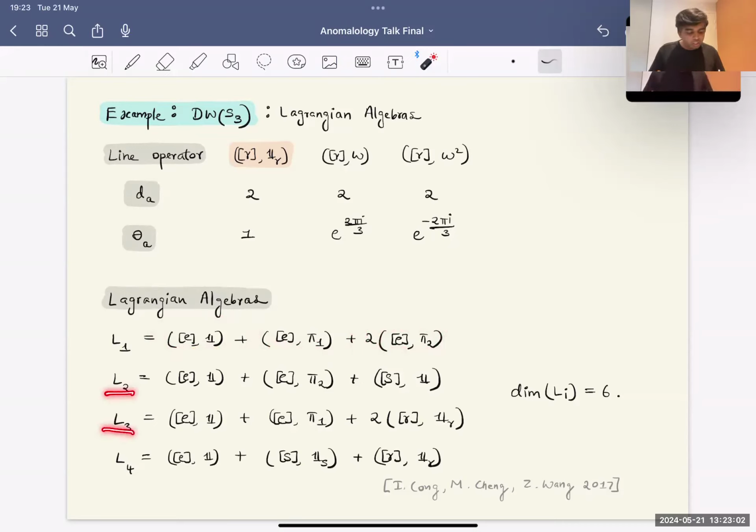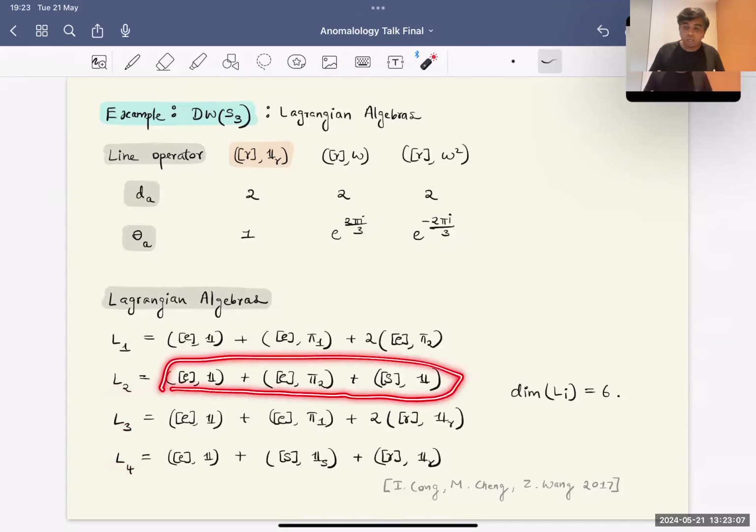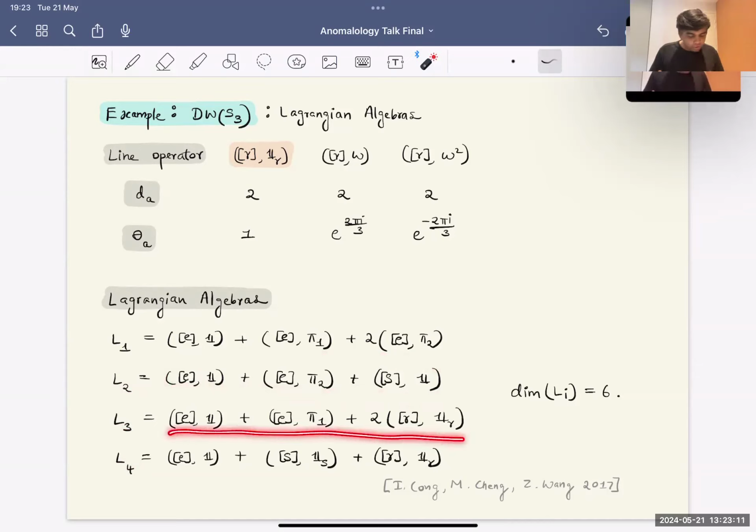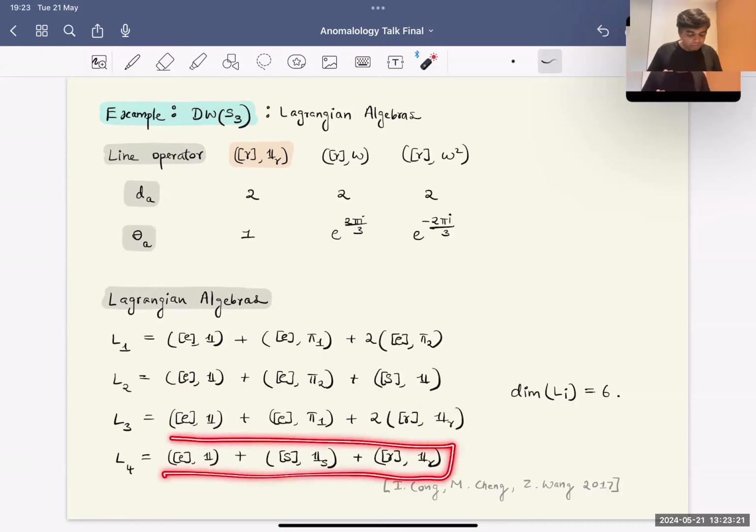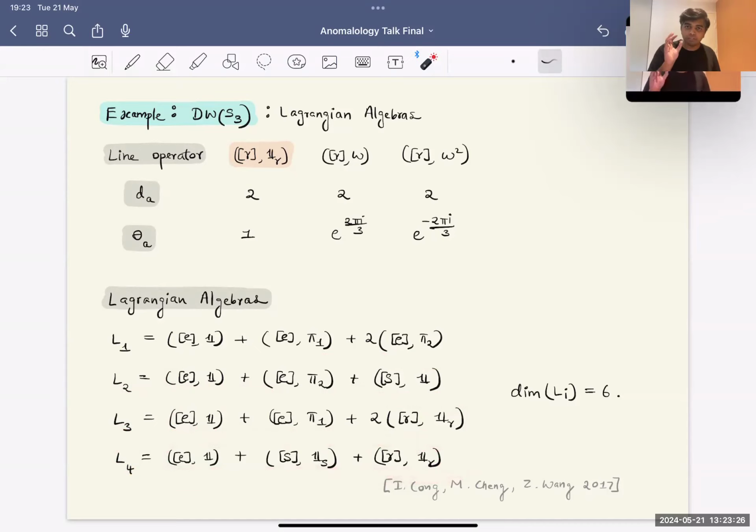There are 3 other Lagrangian algebras. One is E1, E pi 2, and S1. These are all bosons. You can check from the table above. Another is E1, E pi 1, and 2 times R pi. Then there is R1, and E1, S1, and R1. So you have this completely Lagrangian algebra which depends only on the flux, the conjugacy classes.